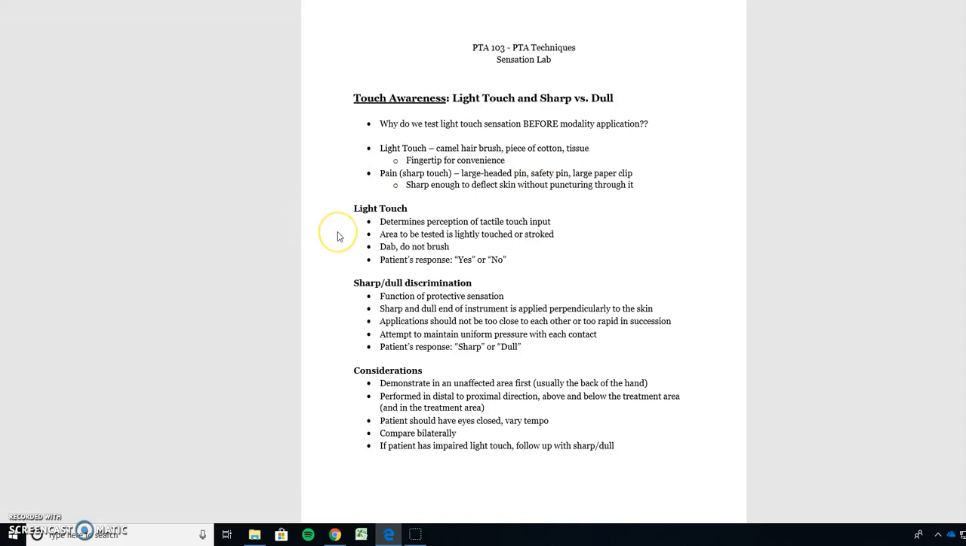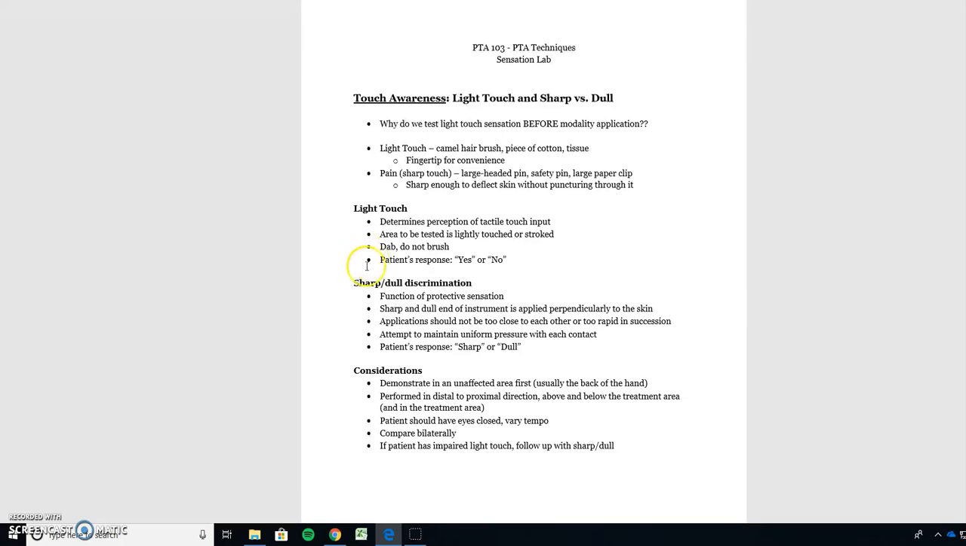So starting with our light touch, we're doing this to determine the patient's perception of tactile touch input. The area being tested is going to be the area where we're using our modality or applying our treatment. It's going to be touched very lightly or possibly stroked. We don't recommend dabbing or dots in the area. We don't want you to brush back and forth. That can be too much sensory input for your patient.